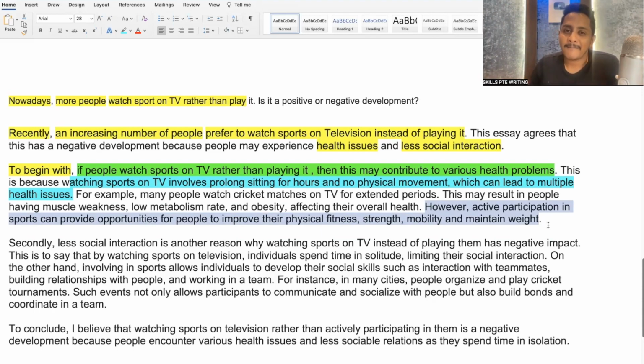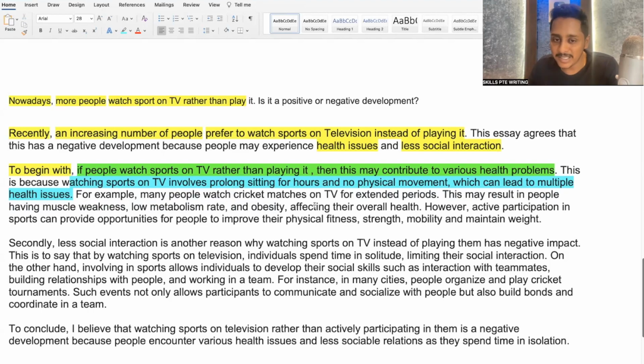Question is, more people watch sport on TV rather than playing it. You have to prove, yes, if they would just watch and don't play, what is going to happen? So far it causes health issues, no physical movement. For example, now she has to talk about the same thing. Many people watch cricket matches on TV for extended periods. Simple sentence. This may result in people having this, and obesity.